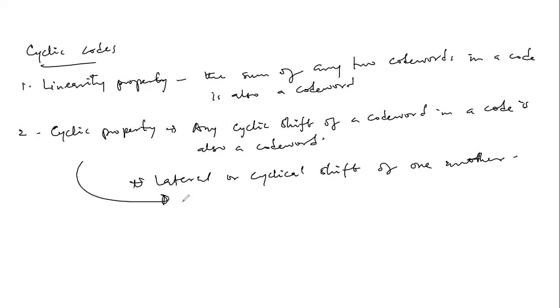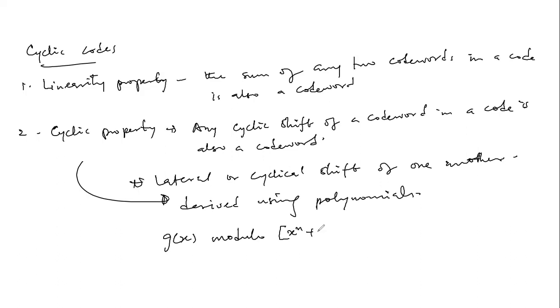Okay? All the code words of a cyclic code are multiples of some polynomial g(x) modulo x^n plus 1, such that g(x) divides x^n plus 1, where g(x) is called the generator polynomial.